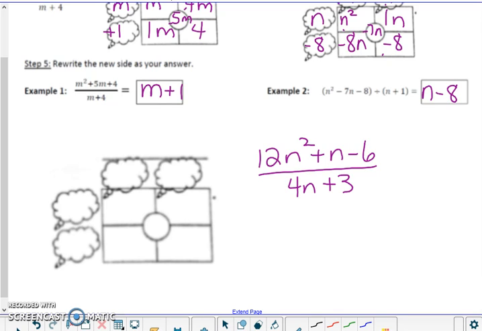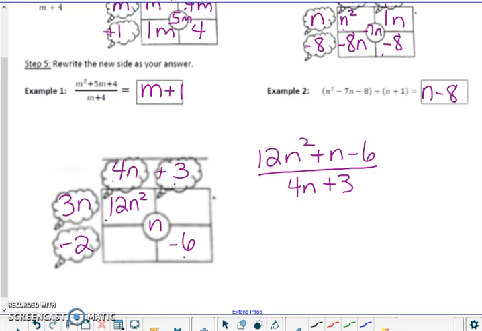So in this case, we have a is 12, and one of our factors also has a coefficient. So we have 12n squared plus n minus 6. And we are given 4n plus 3 as the factor that we're going to divide by. So 12n squared divided by 4n is 3n. And negative 6 divided by 3 is negative 2.